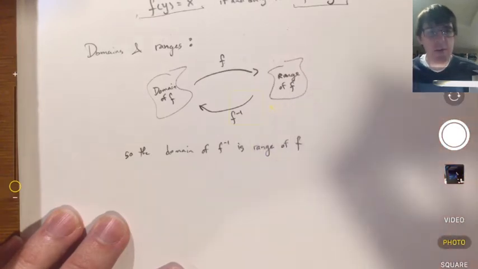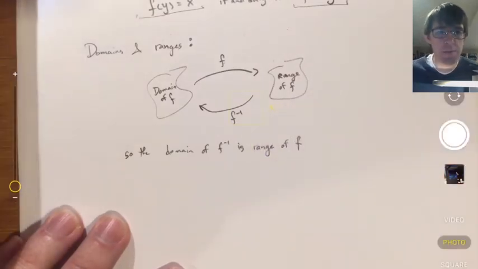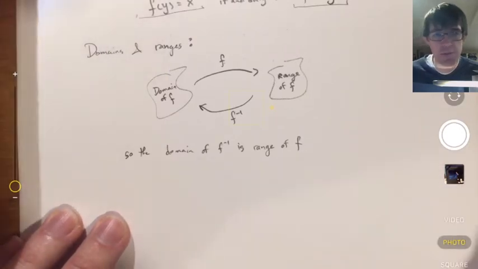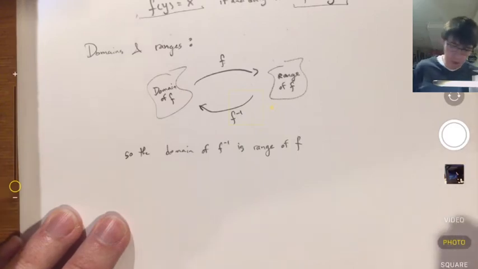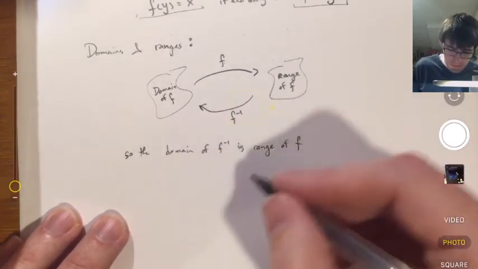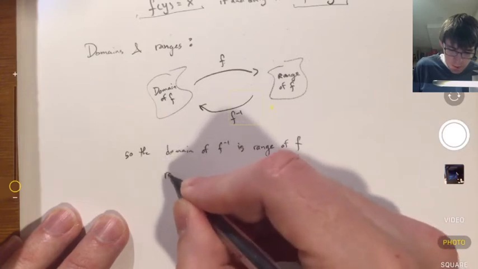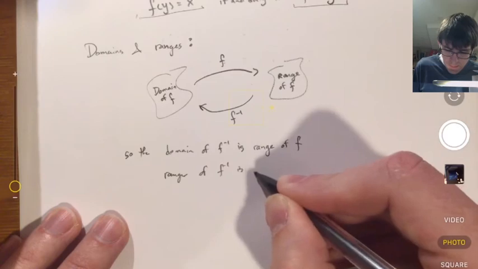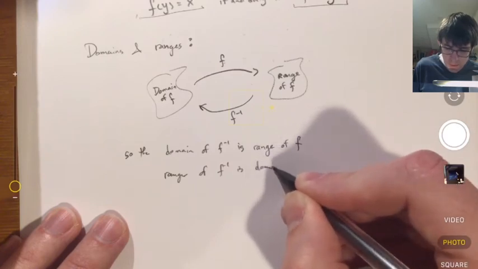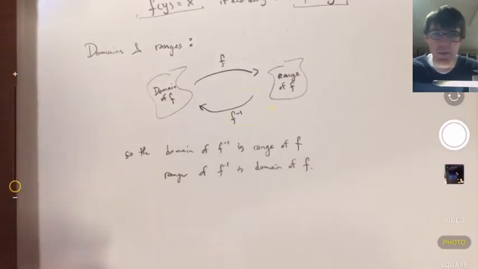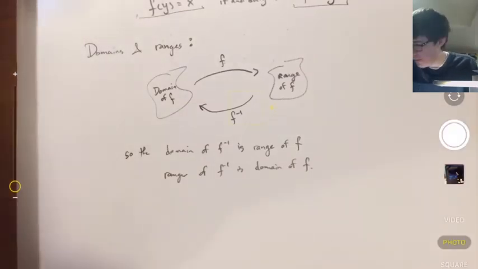The domain of f inverse is the range of f. All the answers you get out of f are the things you're supposed to plug into f inverse, and then you get what you started with again. Similarly, the range of f inverse is the domain of f. It's all just doing the opposite thing, going the other direction. That's what the inverse is.